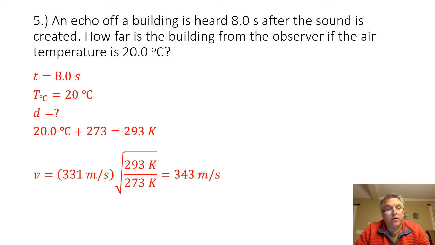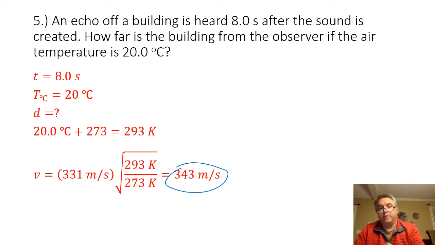I can now plug that into my wave speed formula to solve for the wave speed. I know that the wave speed is equal to 331 meters per second times the square root of 293 Kelvin divided by 273 Kelvin, and that will give me a wave speed of 343 meters per second. And this is another one of those very common wave speeds for sound, which is at room temperature of 20 degrees Celsius.